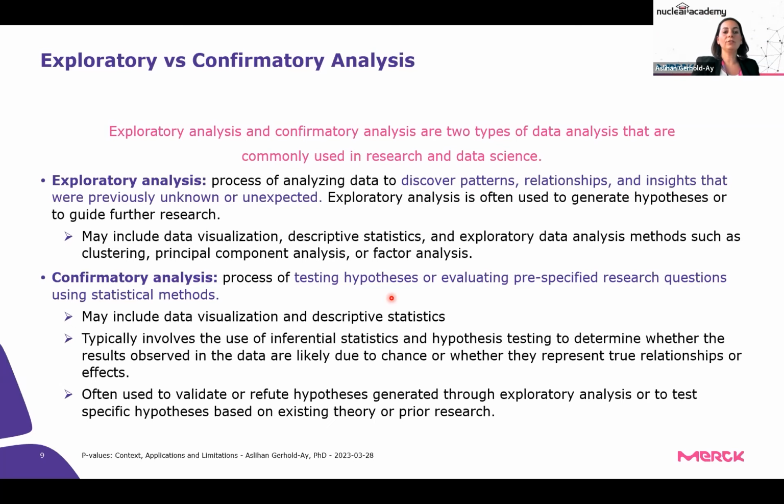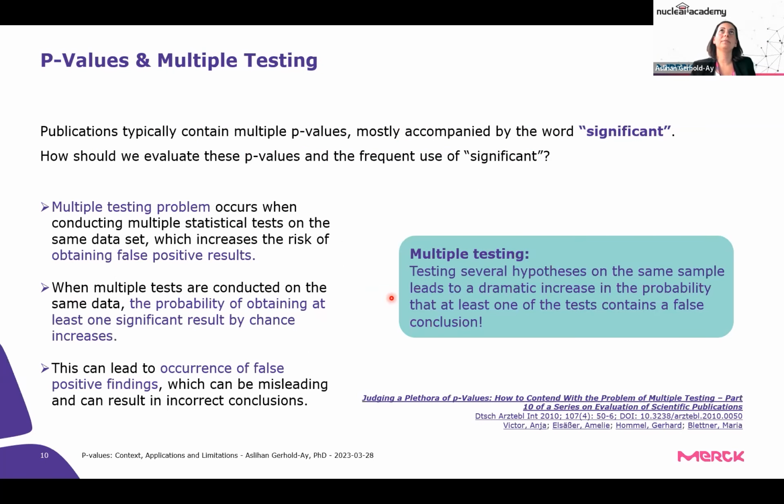So for the confirmatory analysis, that means that we have a defined number of tests which we are using for showing the effect or the association and so on, the significance. But for the exploratory analysis, we are more or less doing a lot of testing, and generating a lot of p-values.